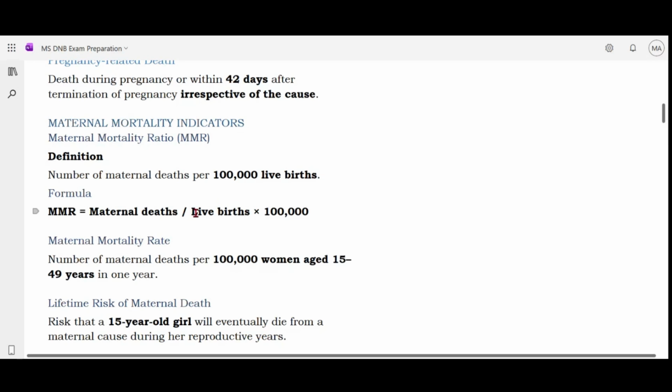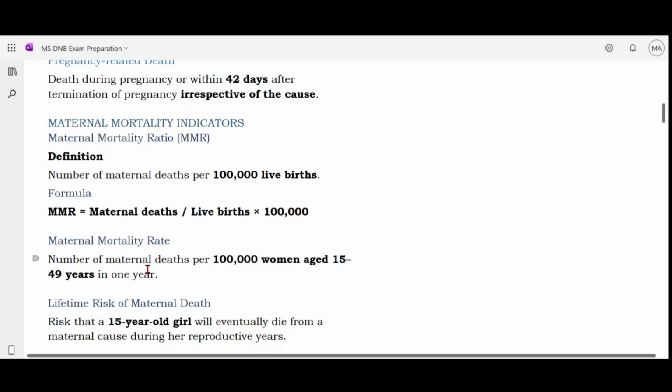Okay, if a total of 100 women deliver, if there are 3 stillbirths, then those 3 will not be counted because those are not live births. If there are 100 pregnancies, there are 7 abortions, 3 stillbirths, so 10 are gone. Okay, if there is one maternal death, so one maternal death out of 90 will be calculated if there are 90 live births. Okay, so this is what the ratio is, because here the numerator is not a part of the denominator.